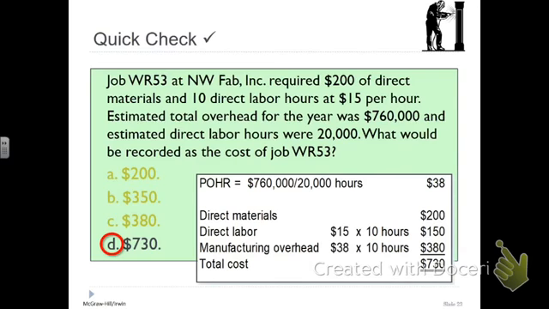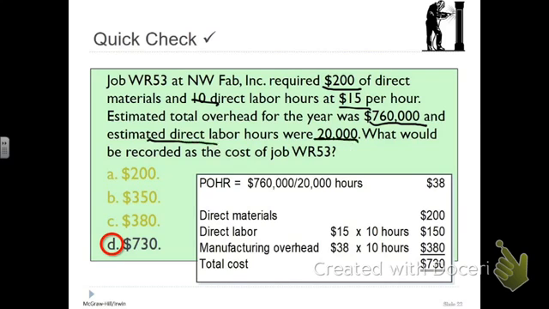So notice what we have here, just to kind of see how this works. We have, in this particular case, we required $200 of direct materials, 10 direct labor hours at 15 bucks an hour. Total overhead for the year was estimated at 760 grand. Direct labor hours were 20 grand.